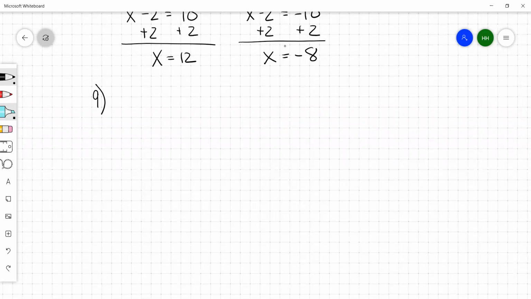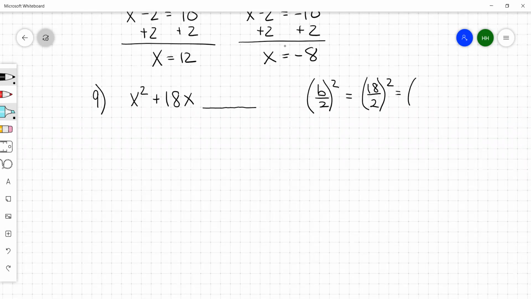Number 9, they're asking what value completes the square for the expression, and we got x squared plus 18x. Remember, to complete the square, we take b, we divide it by 2 and square it. So that's 18 divided by 2 squared. That's 9 squared, which is 81. So the value that completes the square for the expression is a positive 81.